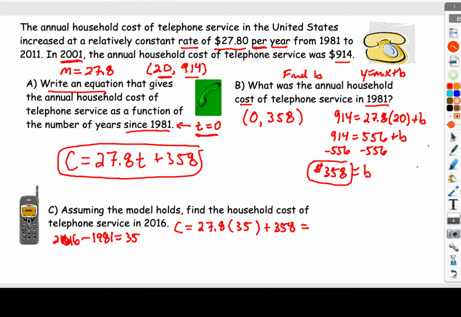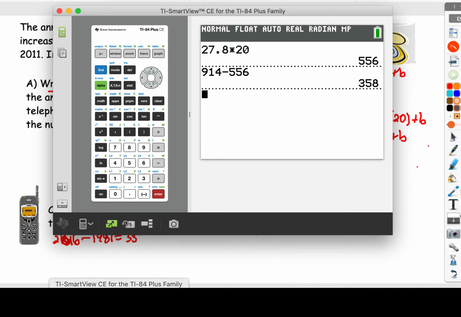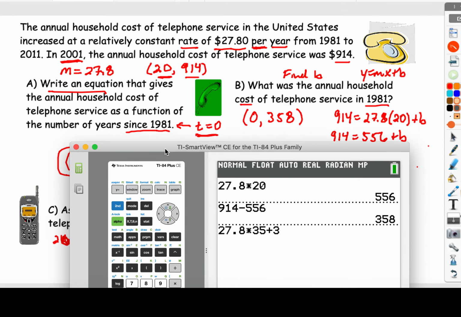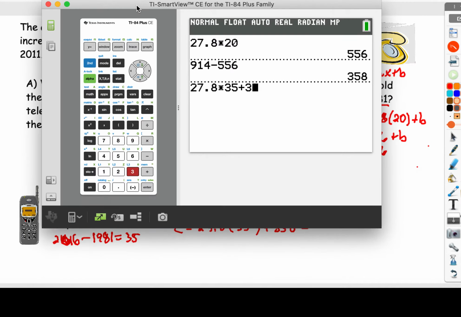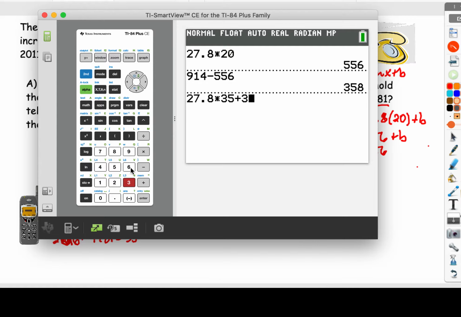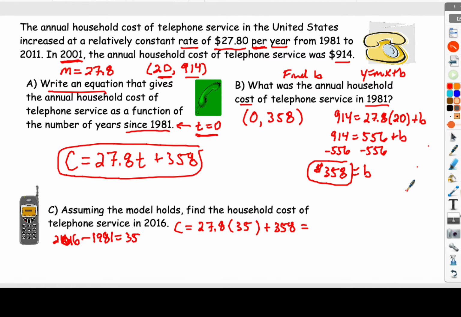Let's type that into the calculator. 27.8 times 35. We may as well type it all in at once, plus 358. Let's make sure we got the right number. 358, yep, it's right above there on the screen actually. $358. And it looks like 1,331. So our total cost, according to this model, would be $1,331 in 2016.